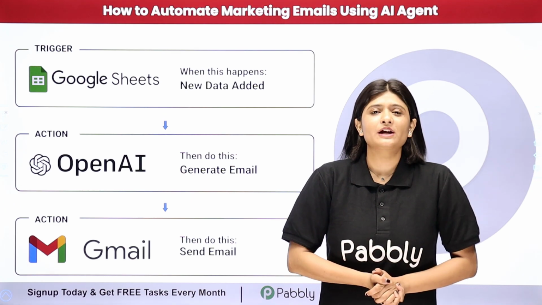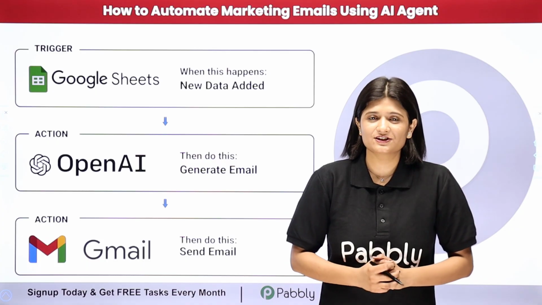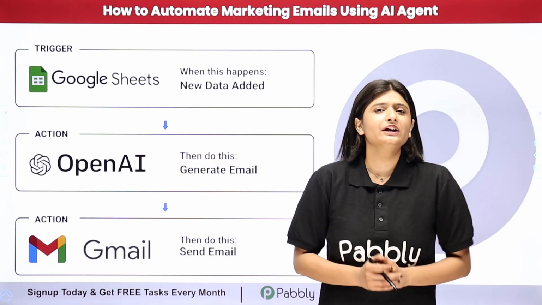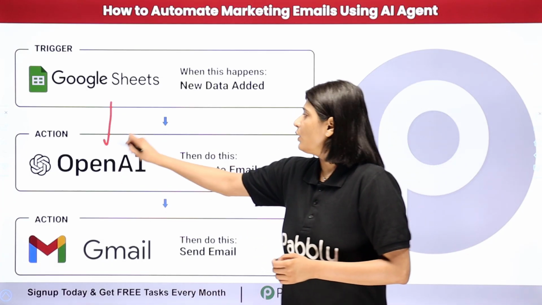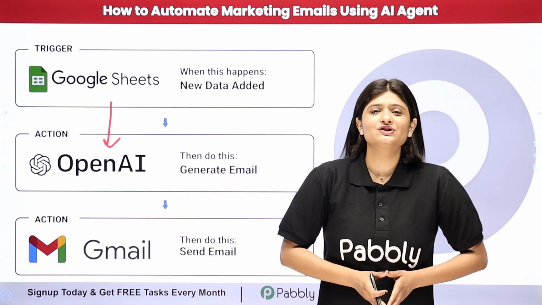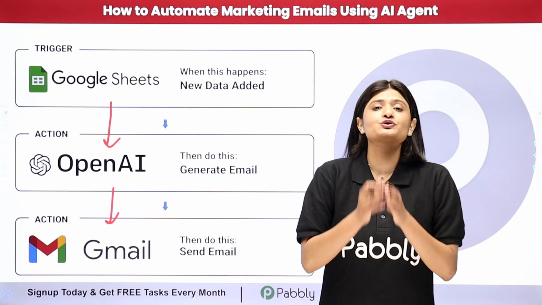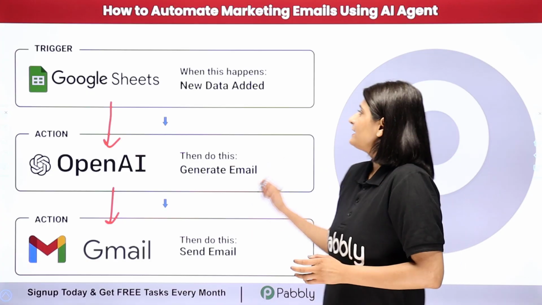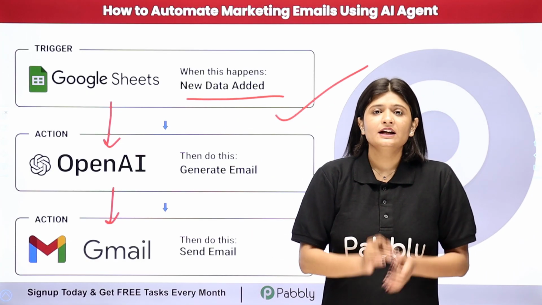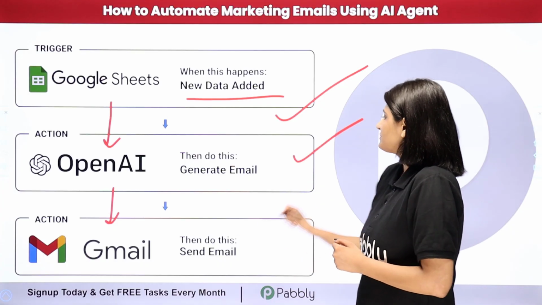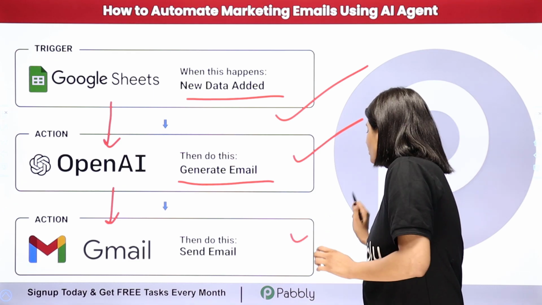and to do this automation I'm going to use Pabbly Connect. Pabbly Connect is an amazing automation and integration software which requires no coding or programming skills. Here I just need to build a connection between Google Sheets, OpenAI as my AI agent, and then Gmail. With the help of Pabbly Connect, I'm going to build this connection in such a way that whenever I add new data to my Google Sheet spreadsheet, the mail will be automatically generated with the help of OpenAI, and then I'm going to send the same mail with the help of Gmail.